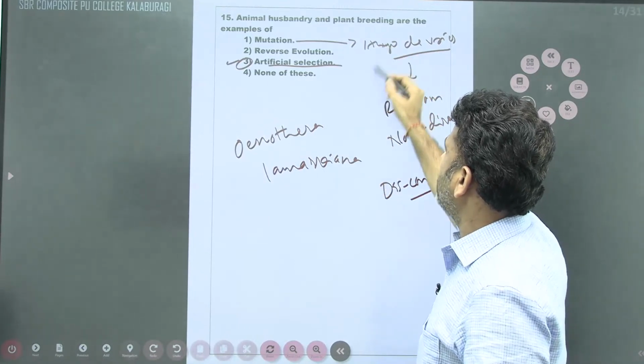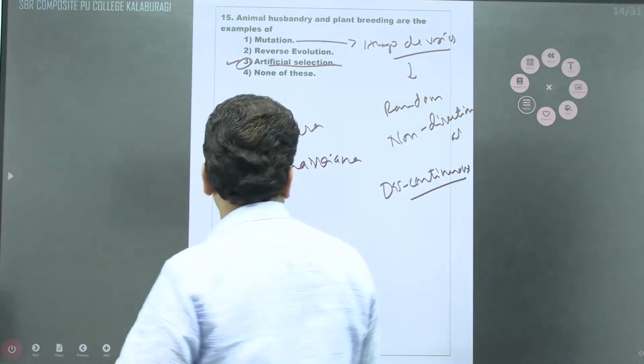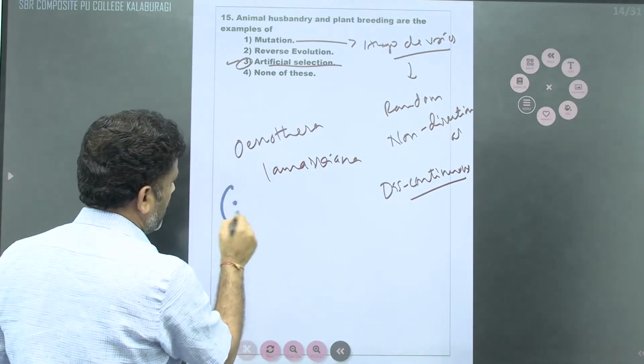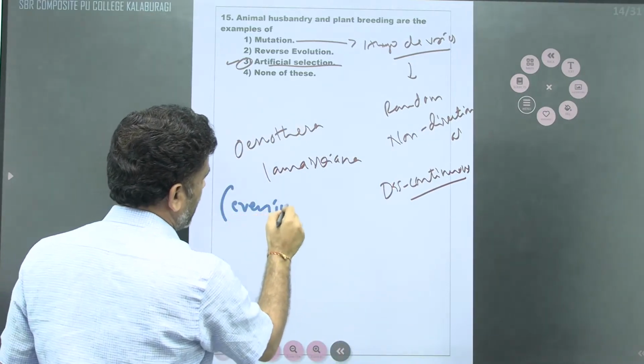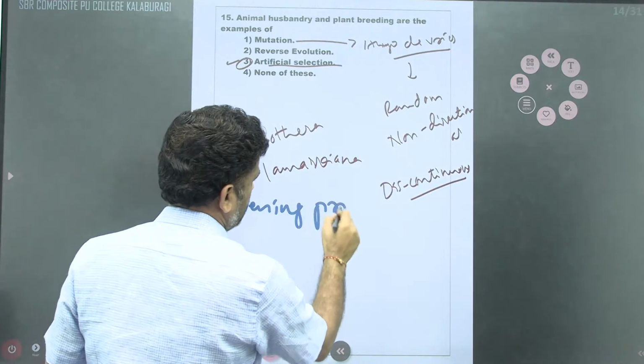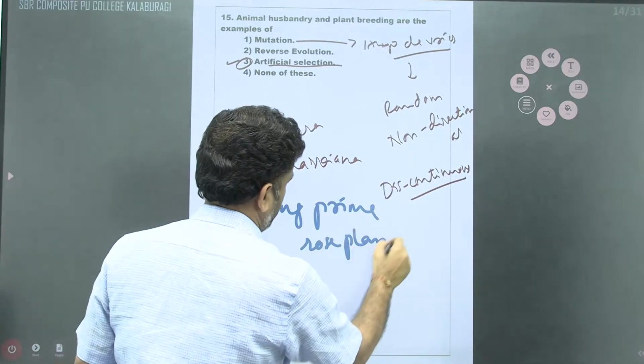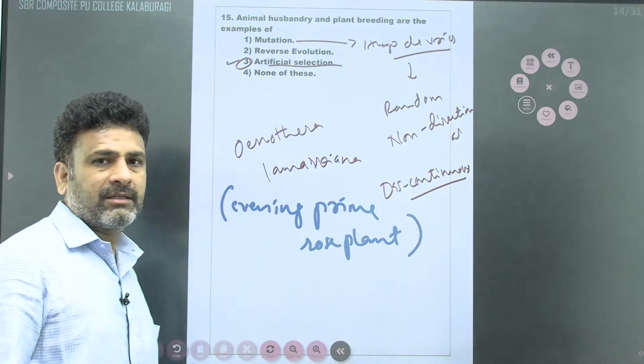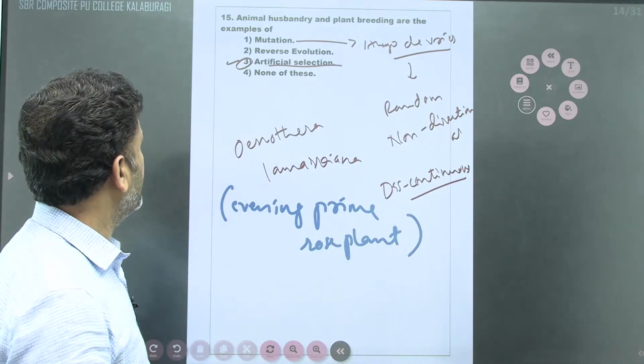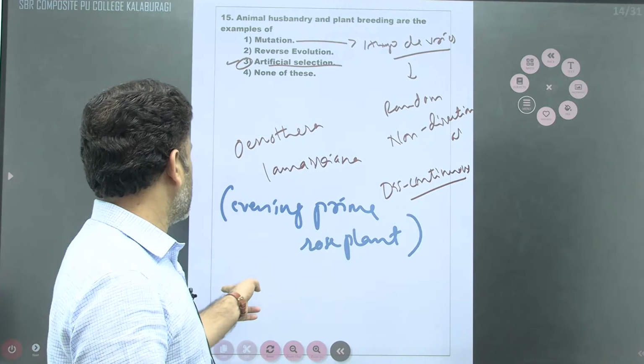Hugo de Vries conducted experiments on Oenothera lamarckiana. Oenothera lamarckiana is commonly called the evening primrose plant. So that's why the answer is option three.